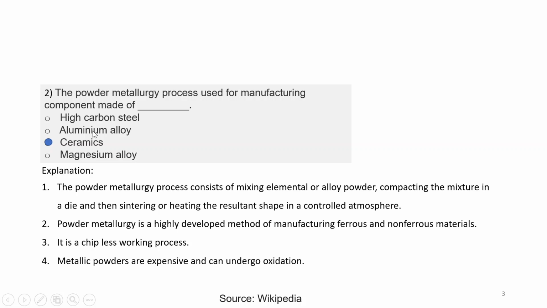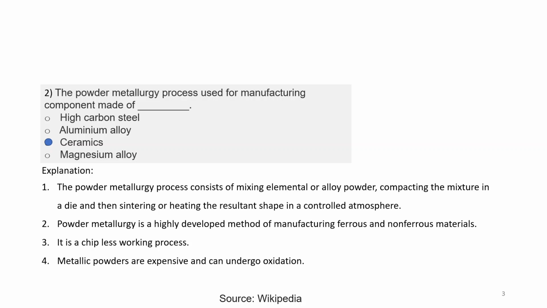So we avoid using powder metallurgy, which is a costly technique, and it also has a restriction of volume as well. Only small volume products can be made using powder metallurgy. But ceramics have a very high melting point, so for ceramics there is a restriction on the manufacturing processes that you can use. Powder metallurgy is the process which consists of mixing elemental or alloy powder, compacting the mixture in a die, and then sintering or heating the resultant shape in a controlled atmosphere.